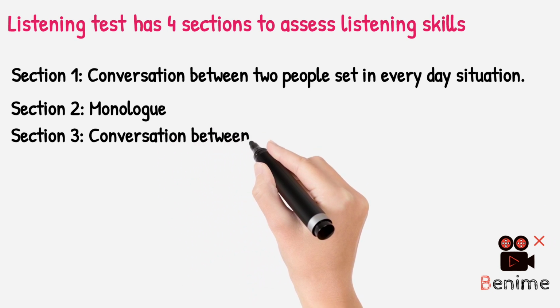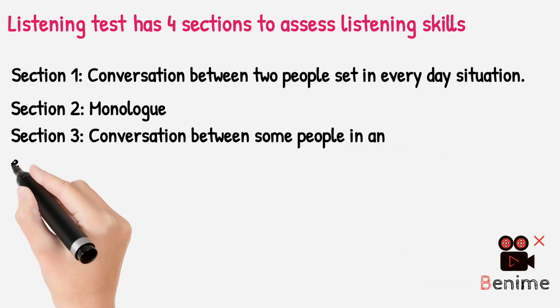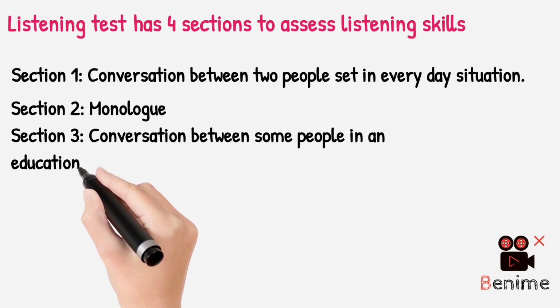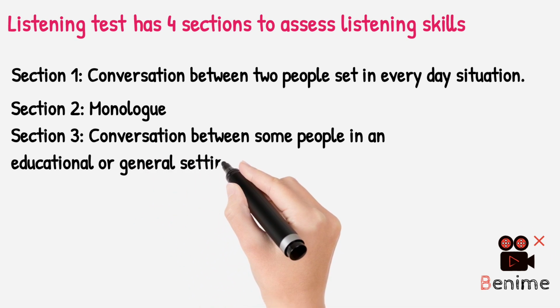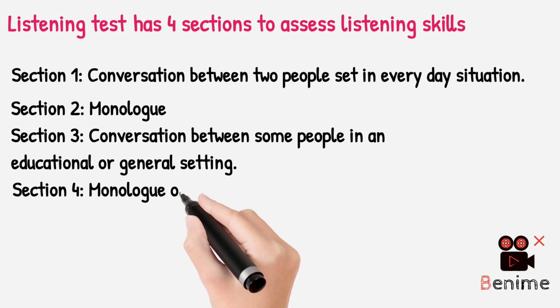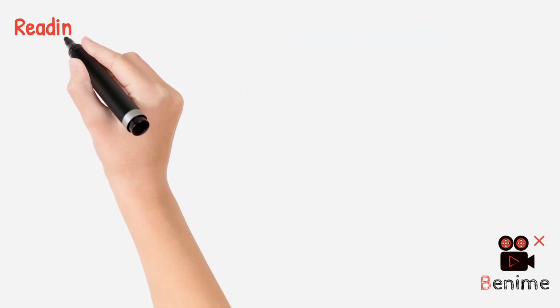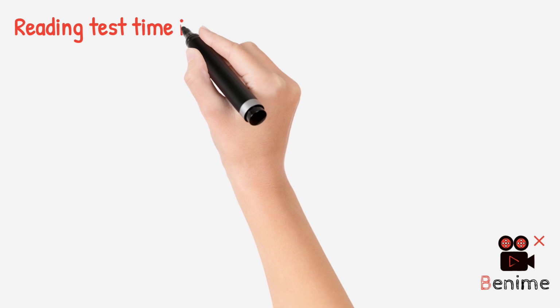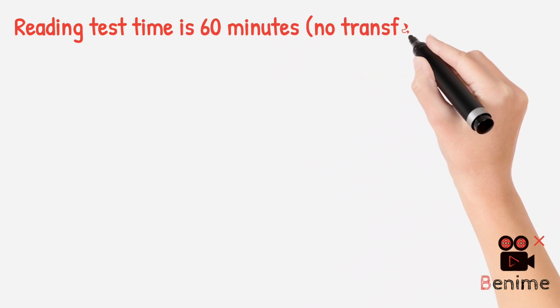Section 2 will be a monologue where only one person is speaking about a topic. And section 3 would be a conversation between some people in an educational or some general setting. Section 4 will again be a monologue, related to an academic subject. Now, reading test time. Let's talk about the reading test now.